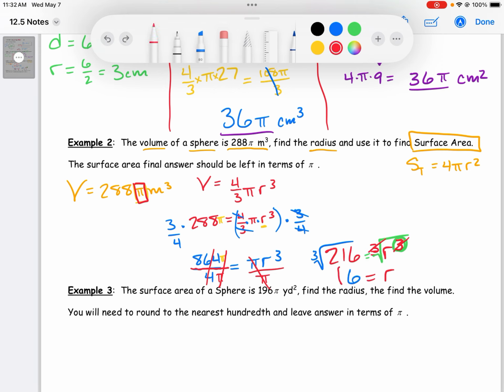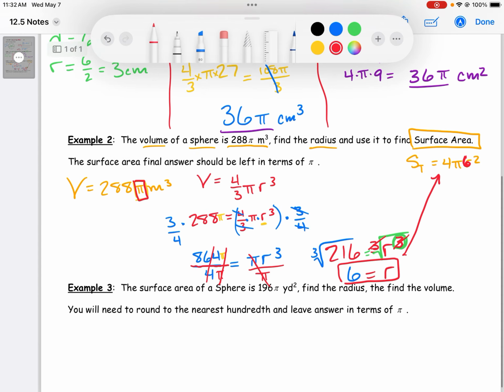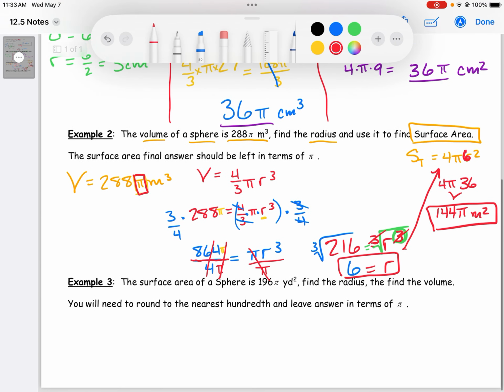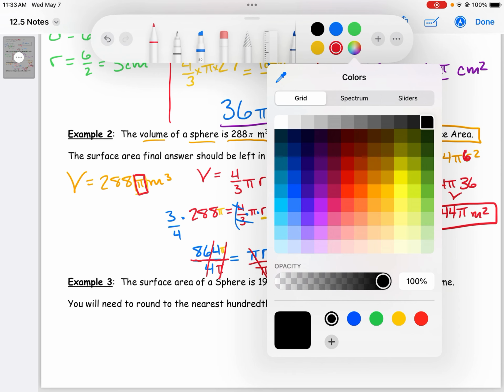Now, that's only the first part of the problem. It says find the radius, then use that to find surface area. So I'm going to take this 6 I just found, and plug it into the surface area formula. That will give me 4 times pi, and then 6 squared is 36. 4 times 36 is 144 times pi meters squared. So there's my radius, and there's my surface area.